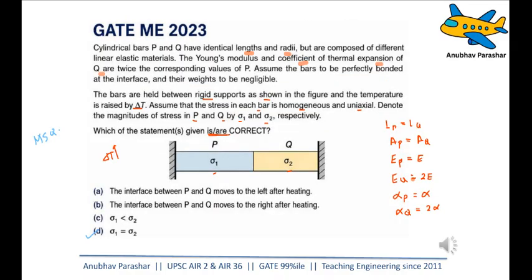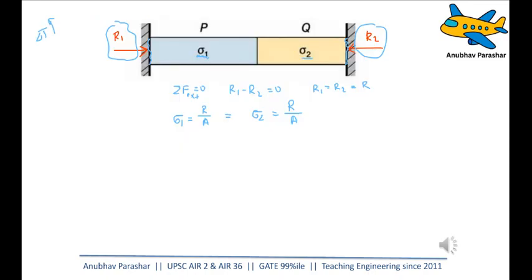Now, in the other options, A and B, what is being asked is the interface between P and Q. Is it after heating, does it move towards left or does it move towards right? Let me denote a point A at the interface. So this is the interface. So I need to find out the point A after heating, does it move towards left or towards right? So this is what I want to find out.